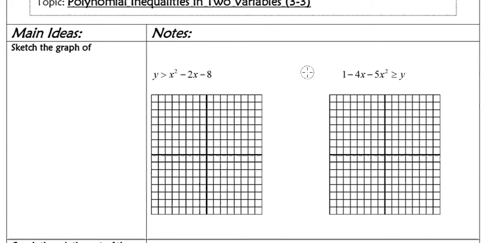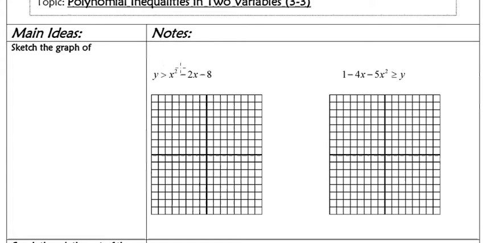All right, here we go. Section 3.3, and no real new ideas here. Just kind of putting a bunch of ideas that we've already covered together in conjunction. So we're going to be graphing, but these are inequalities, so we have to make sure that we are solving where our solutions are at.